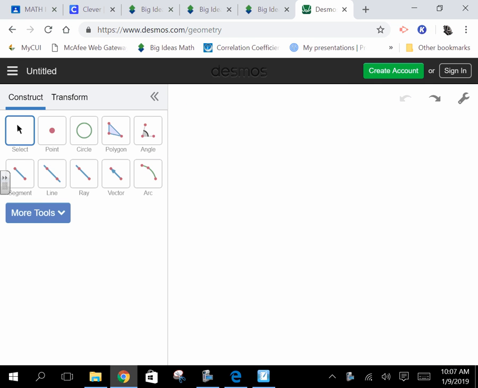So this is a geometry website. It's called Desmos.com and allows me to deal with geometry.